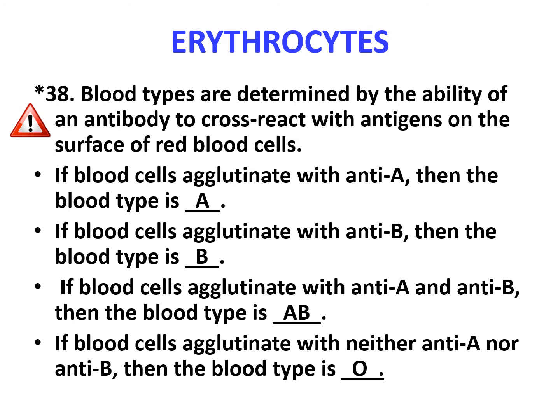So if you have them all out there and it clumps up in the A but doesn't clump up in the B, then you're blood type A. If it clumps up in the B but not in the A, then you're blood type B. If the cells agglutinate with both the anti-A and the anti-B, then we're type AB, and if it doesn't agglutinate in either one, you're type O. You guys are going to need to know this for the test, so make sure you keep going over this until it clicks.